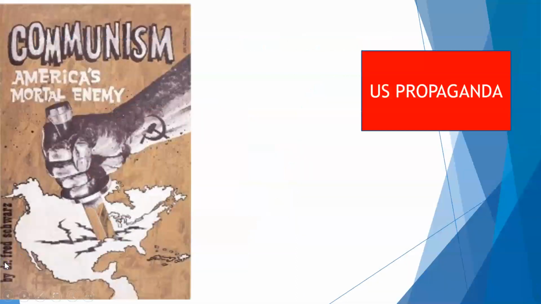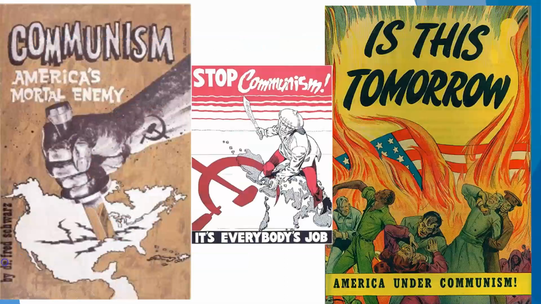You can see this fear in this US propaganda, right? And all these different propaganda posters. You can see the really powerful symbolism over here on the left of this fist labeled with this hammer and sickle driving a knife into the heart of the United States. Or over here on the right with this flag, the symbol of American liberty and prosperity, up in flames while people are fighting beneath it. There's this really huge fear that communism would be the end of everything that it means to be an American.